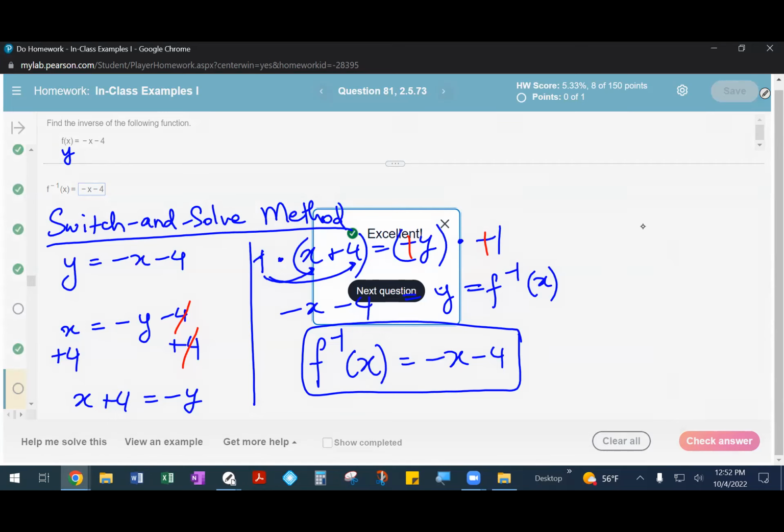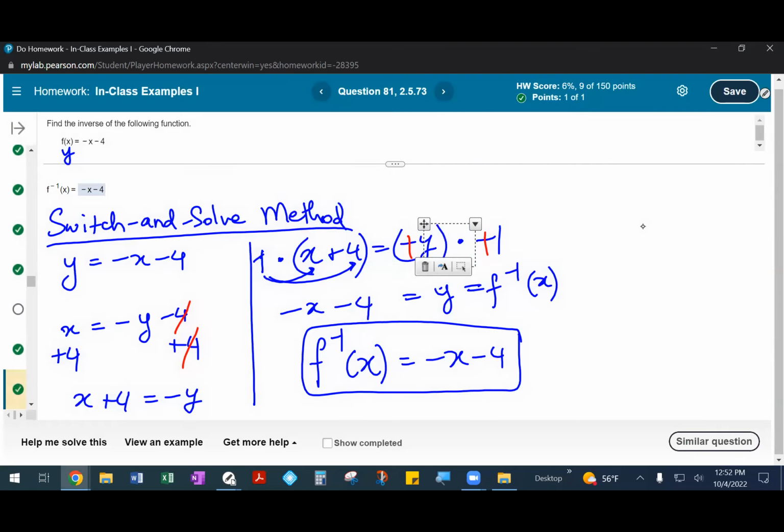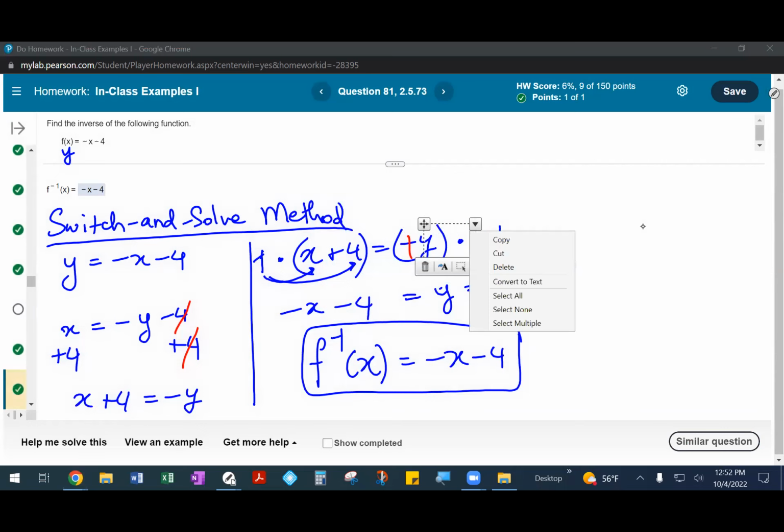So there is actually a shortcut method that you can use to find inverses also, and we'll talk about that. But you know that example we did with the 12 minus x divided by x plus 4 or whatever that number was? Those types of examples, you do want to use the switch and solve method. Now, for this guy here, we could have used the shortcut method to find its inverse. So we'll talk about that next time.